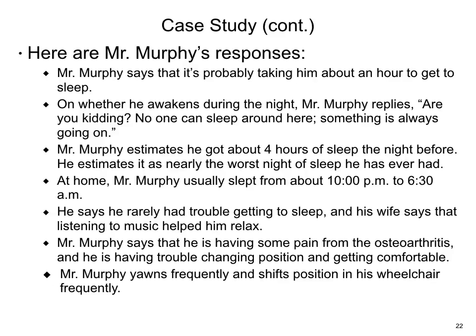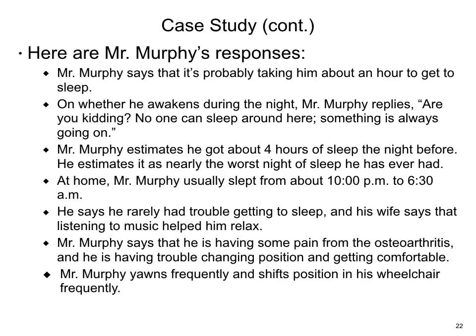Here are Mr. Murphy's responses. Mr. Murphy says that it's probably taking him about an hour to get to sleep. On whether he awakens during the night, Mr. Murphy replies, "Are you kidding? No one can sleep around here, something is always going on." Mr. Murphy estimates he got about 4 hours of sleep the night before. He estimates it is nearly the worst night of sleep he has ever had.